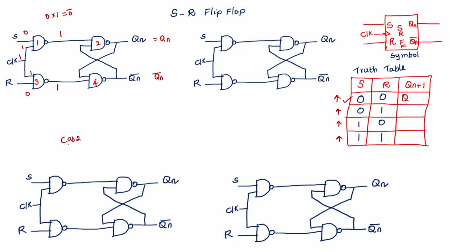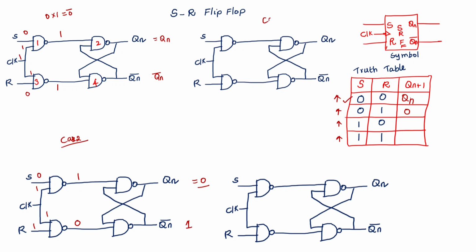Next, case 2. In case 2, put S is equal to 0 and R is equal to 1. Clock equal to 1. 0 into 1, 0. 0 bar equal to 1. 1 into 1, that is 1. 1 bar equal to 0. Now, Q1 into 0 equal to 0. 0 bar equal to 1. And 1 into 1 equal to 0. So what about the next state? Here for the second case, Qn plus 1 equal to 0.